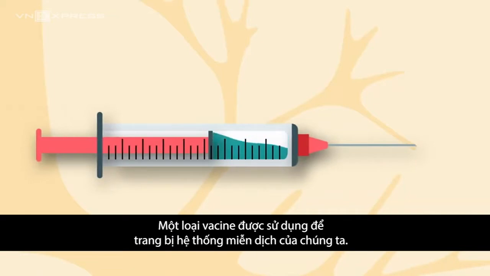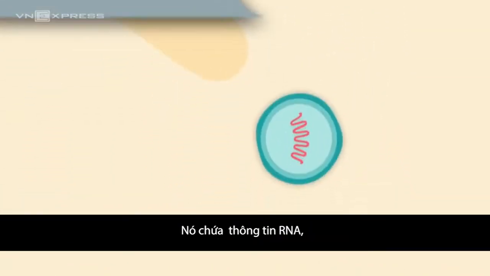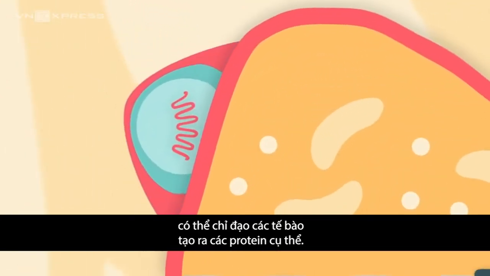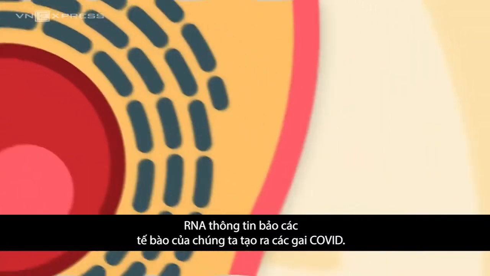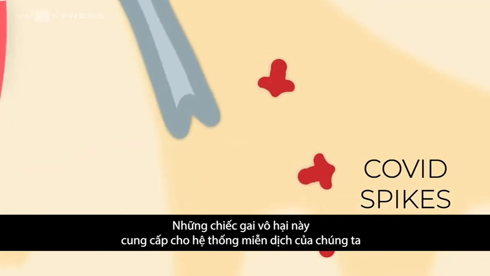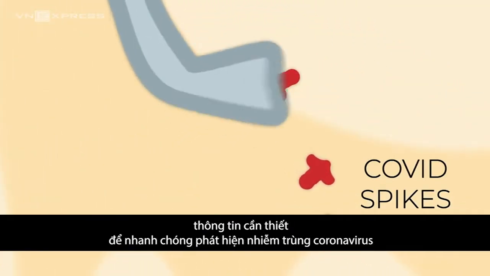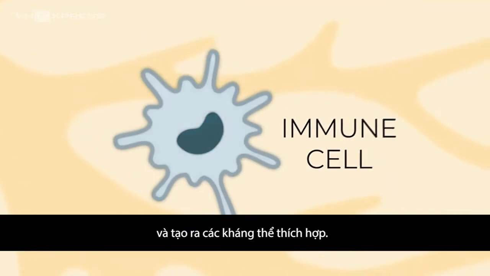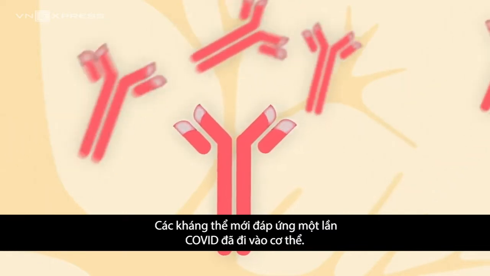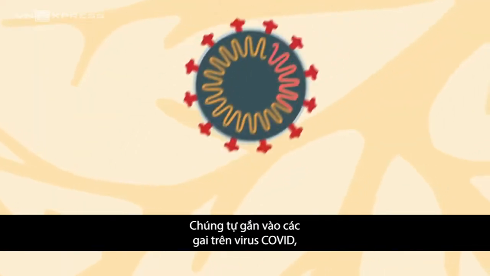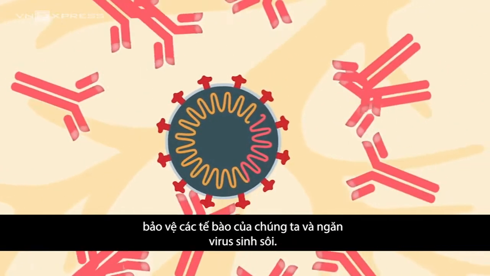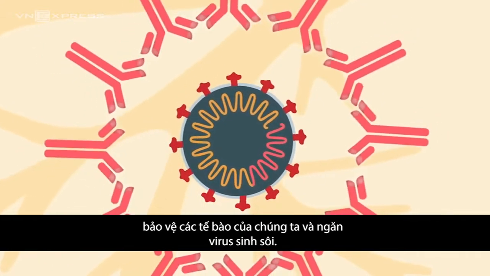A vaccine is used to arm our immune system. It contains messenger RNA, which can direct cells to make specific proteins. The messenger RNA tells our cells to produce COVID spikes. These harmless spikes give our immune system the information needed to quickly detect a coronavirus infection and produce the appropriate antibodies. The new antibodies respond once COVID has entered the body. They attach themselves to the spikes on the COVID virus, rendering the spikes useless, protecting our cells and keeping the virus from reproducing.